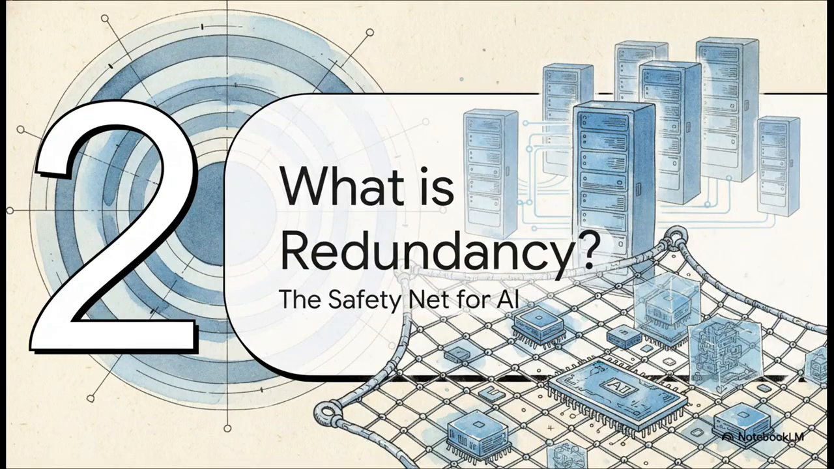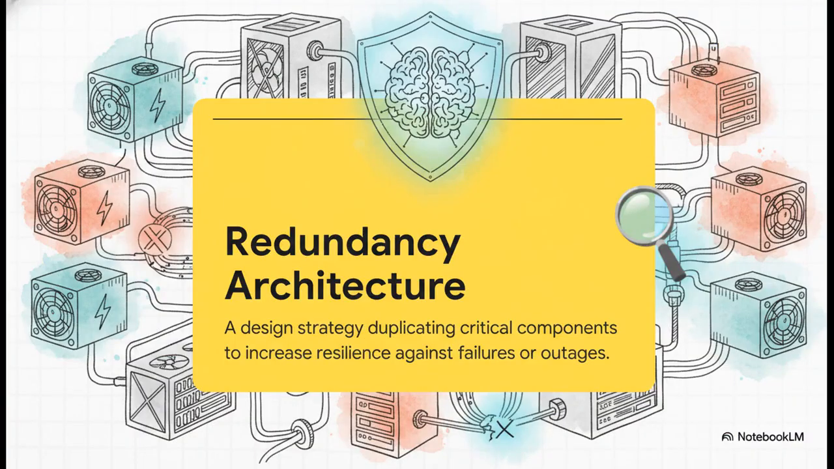So, how on earth do you prevent that kind of catastrophic failure? Well, this is where our main character for the day steps onto the stage: redundancy. It's the ultimate safety net for AI. To put it simply, redundancy is all about building your backup plan directly into the system from day one. It's a design strategy where you duplicate all the critical parts: your power, your cooling, your networking, so that if one piece fails, another is already there, ready to take over instantly. The AI training job doesn't even know anything happened.